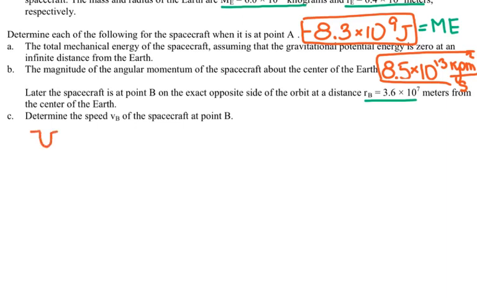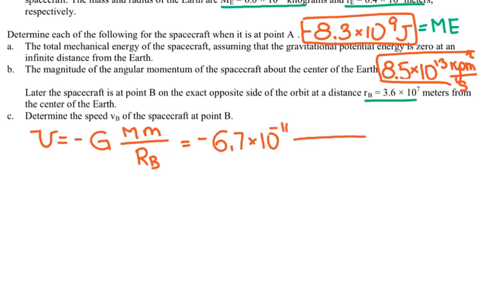The potential energy of the object at that position is negative G m of the Earth, m of the spacecraft, over rB. That gives me negative 6.7 times 10 to the negative 11, the mass of the Earth, 6 times 10 to the 24, the mass of the satellite or spacecraft is 10 to the 3rd. And rB, they give you 3.6 times 10 to the 7.